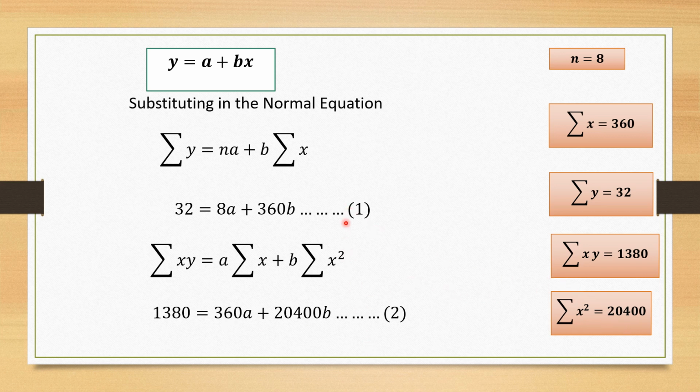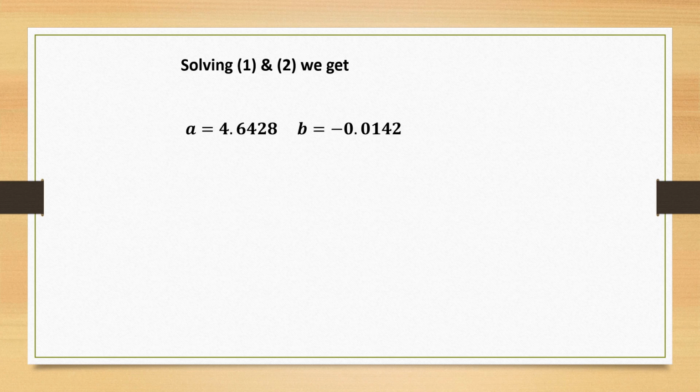Again, solve equations 1 and 2 by using the calculator and get the values of a and b. You have to enter the values in the calculator in the order 8, 360, 32, 360, 20400 and 1380, and then get the values of a and b. So a we get as 4.6428 and b is equal to minus 0.0142. Substituting the values of a and b in the equation of the straight line, y is equal to a plus bx, we have y is equal to 4.6428 minus 0.0142x.